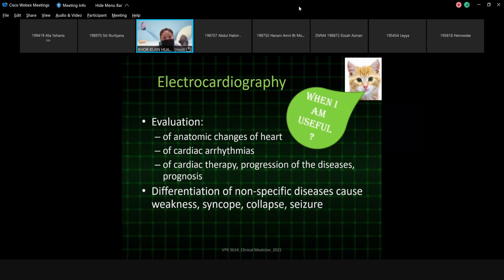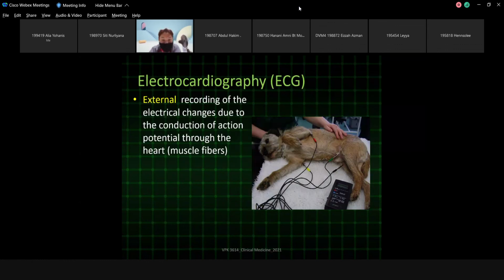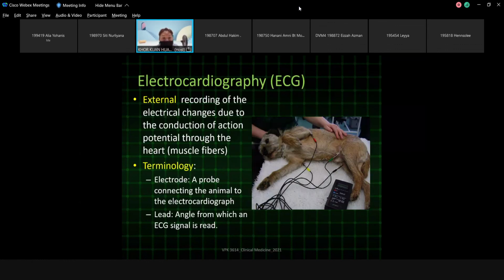Remember just now when I said syncope and there is seizure, you need to differentiate. Whether it is heart disease, metabolic disease, respiratory disease, or nervous system disease, right? So, ECG is very specific for the heart, so it can differentiate. Okay? Right. And you use ECG when you are monitoring the cases. Okay, this one I've said just now.